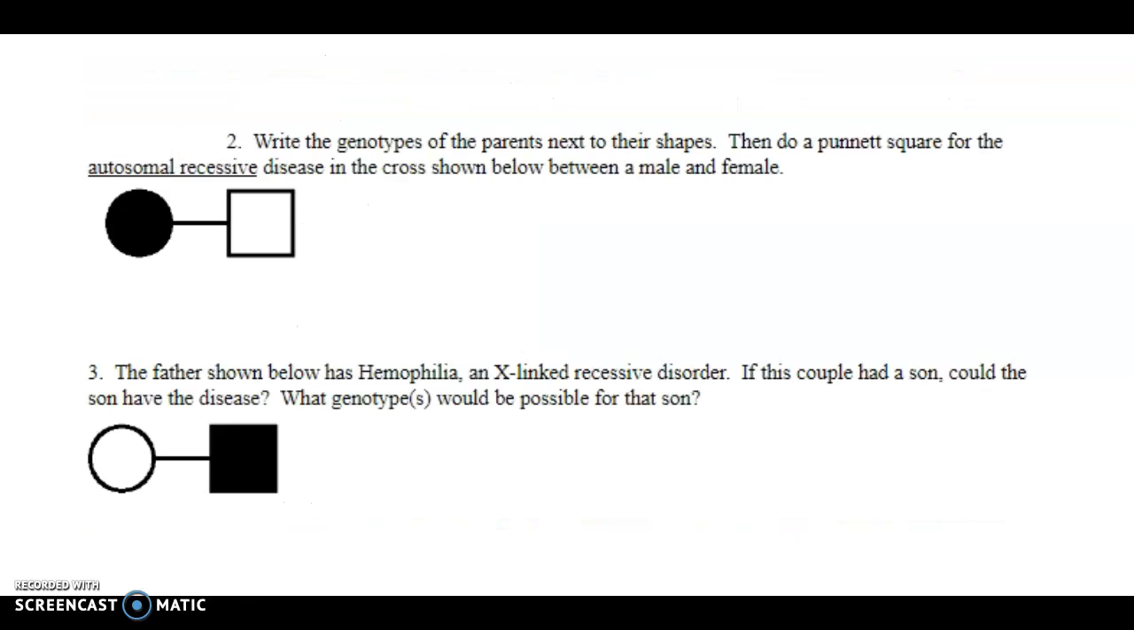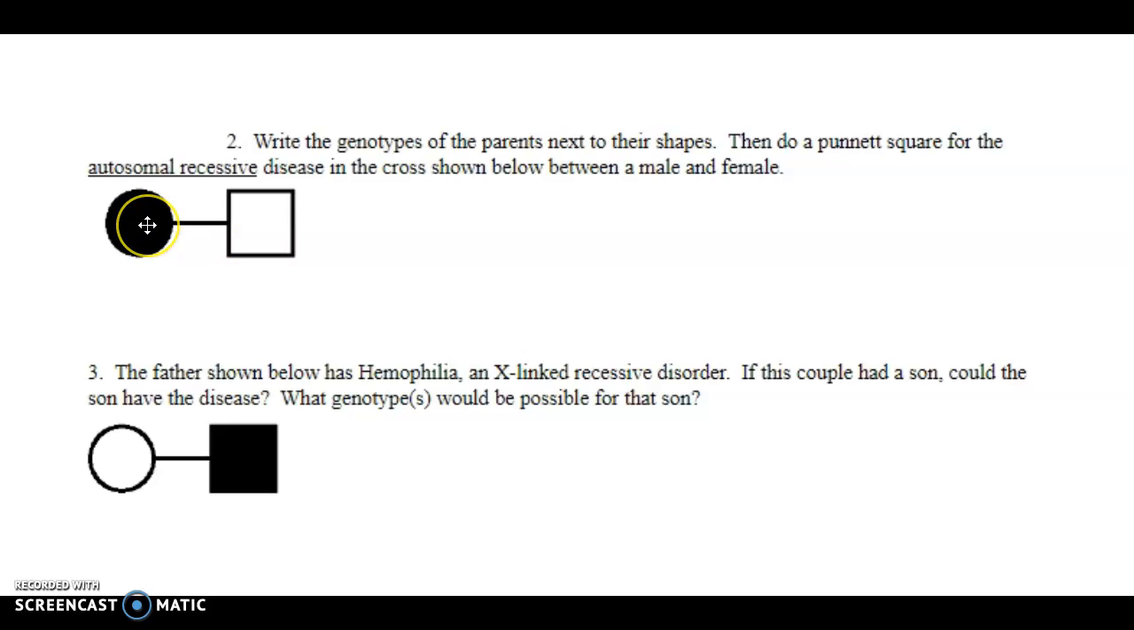Number 2 says write the genotypes for the parents represented here next to their shapes. Then do the Punnett Square for the autosomal recessive disease. Autosomal recessive means it's on one of the other chromosomes, not the sex chromosomes, somewhere between 1 and 22 on those autosomes. So it's autosomal recessive this time in the cross between the male and the female.